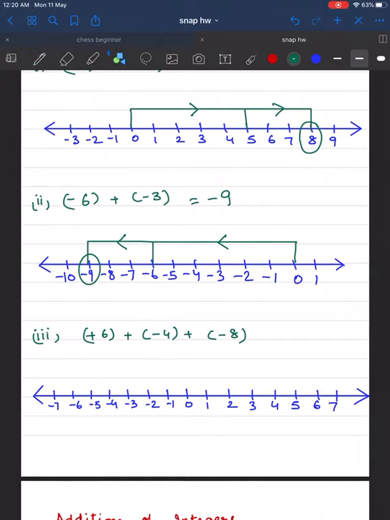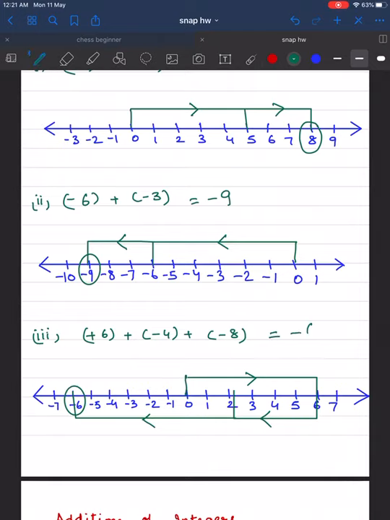Now next is, we have to add 6 with negative integer 4, and again we have to add a negative integer 8. Move 6 steps to the right of 0 and reach at 6. Now to add a negative integer, we have to move 4 steps to the left of 6 and we reach at 2. Now again we have to add a negative integer and we move 8 steps to the left of 2 and we reach at minus 6. So we get minus 6.